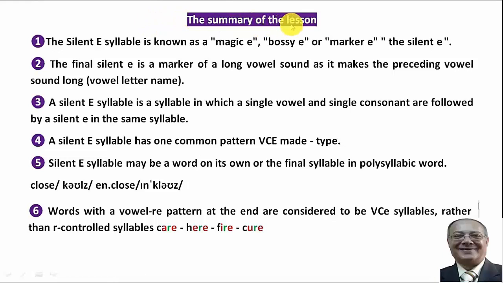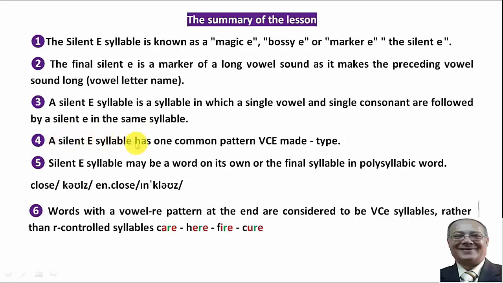The summary of the lesson. The silent E syllable is known as a magic E, bossy E, marker E, or the silent E. The final silent E is a marker of a long vowel sound, as it makes the preceding vowel sound long, meaning the vowel says its letter name. A silent E syllable is a syllable in which a single vowel and single consonant are followed by a silent E in the same syllable.